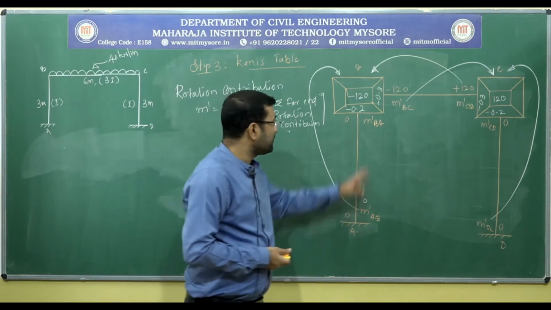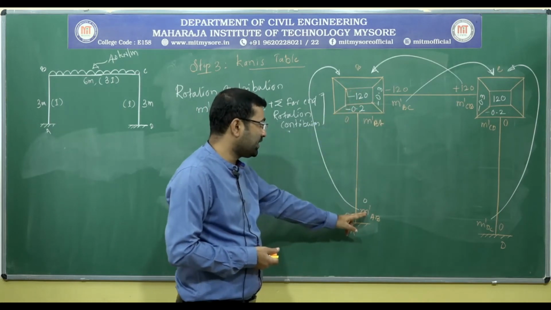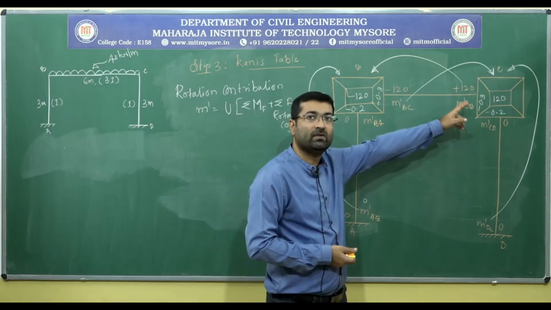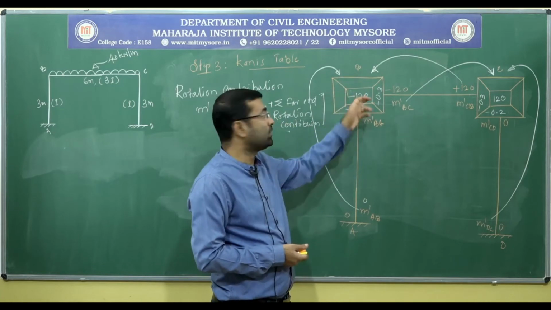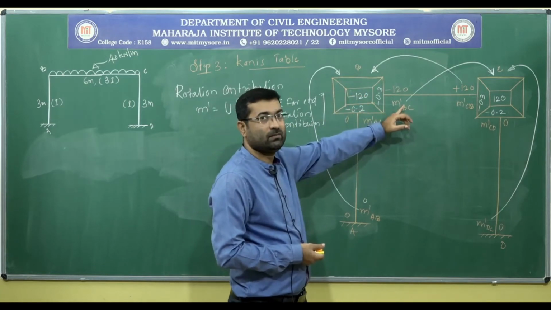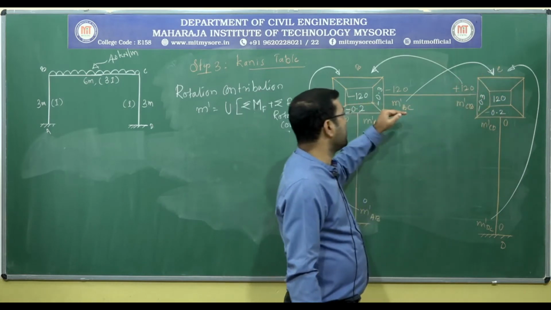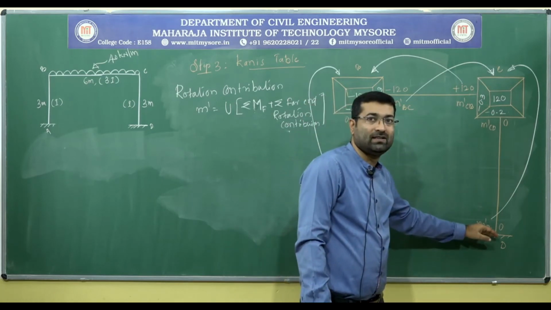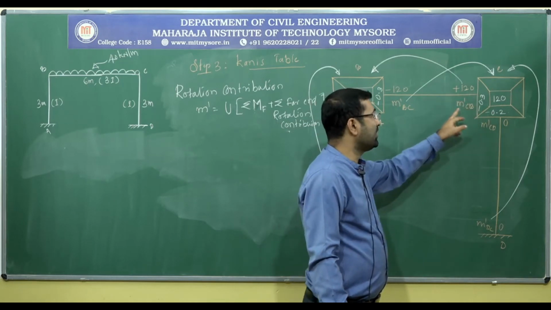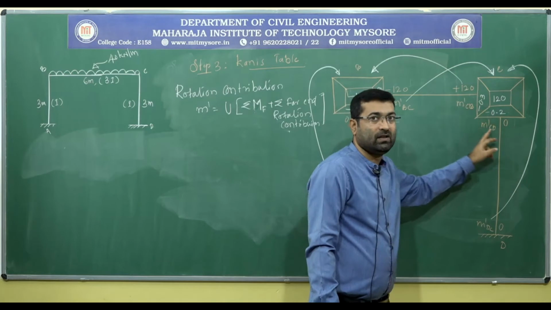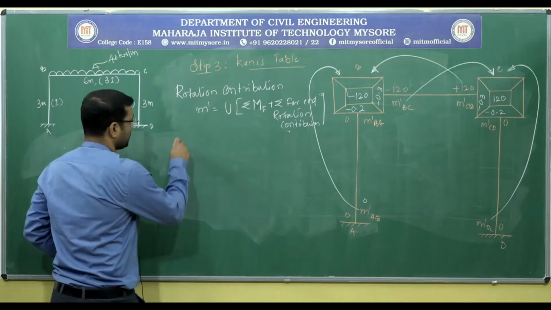See, for the B joint, the far end rotation contributions are m dash AB and m dash CB, which I have shown; these influence the rotation contributions of m dash AB and m dash BC. And similarly, for C joint, the far end rotation contributions are m dash BC and m dash DC. These two influence the rotation contributions of m dash CB and m dash DC. Now with the help of this, let us calculate the rotation contributions.